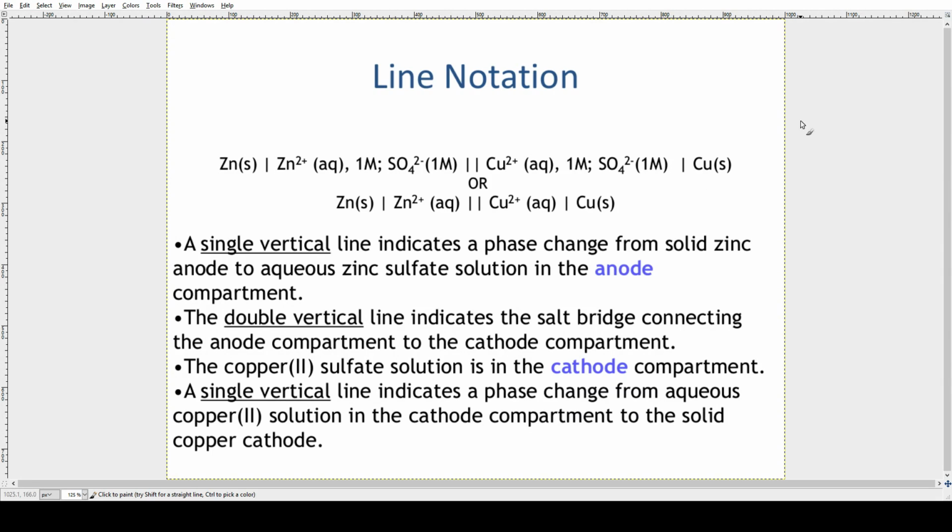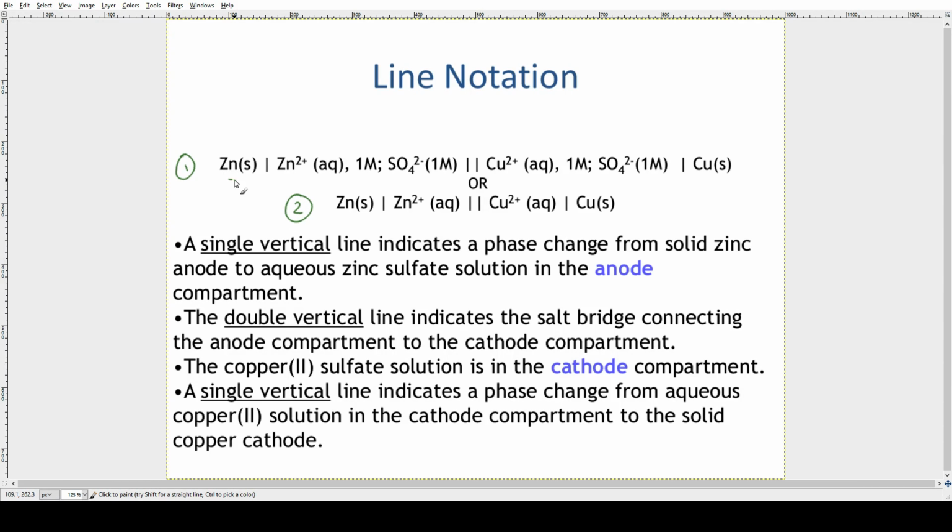We're getting there. We're going to do a lot of practice problems in this video involving a new equation, but first we're going to talk about line notation. It's another way to basically explain what's going on inside of a cell. So here, we have two different situations. Here's situation 1 and here's situation 2.